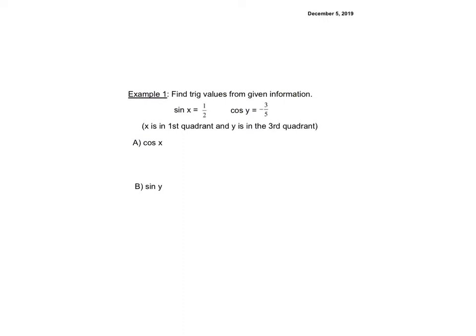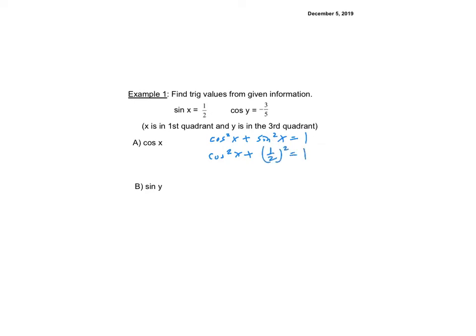So let's go ahead and do an example here. We're given that the sine of x is equal to 1/2 and the cosine of y is equal to -3/5. X is in the first quadrant and y is in the third quadrant. So right now, letter A, we're trying to find the cosine of x. To find that, we have a sine of x, so we can use cosine squared x plus sine squared x equals 1. We don't have cosine, we're trying to find that one. We have sine, so the sine of x there is 1/2.